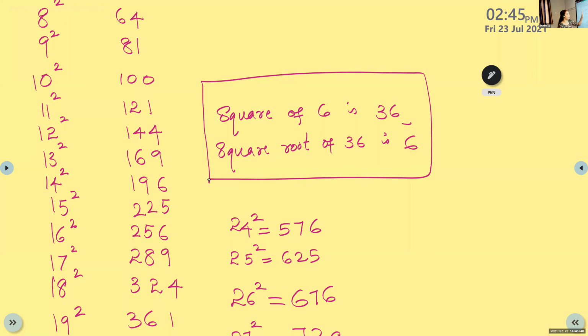Squares and square roots. Now, will you write this? Yes, ma'am. Square of 6 is 36. Square root of, and you keep a bracket like this. Now I'll ask some questions for you.